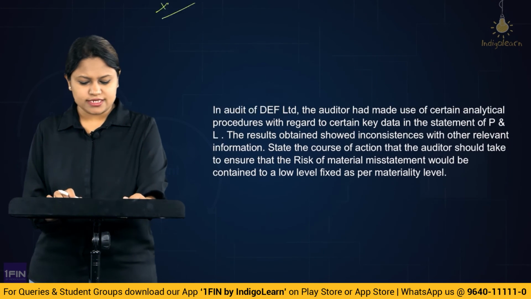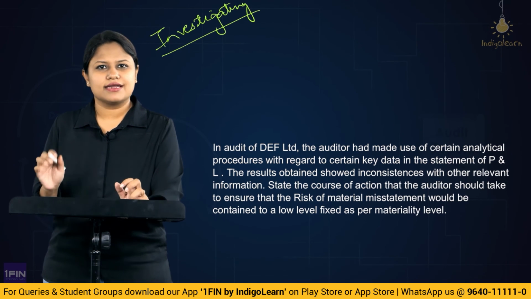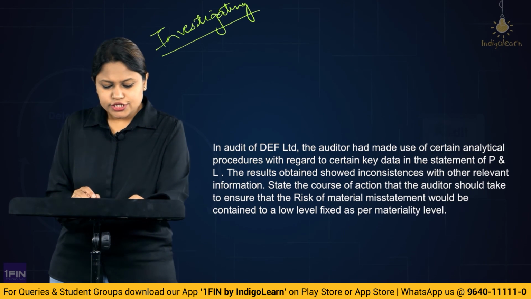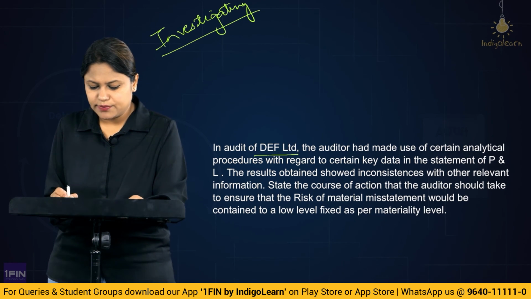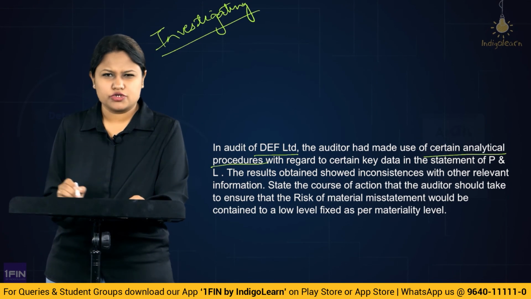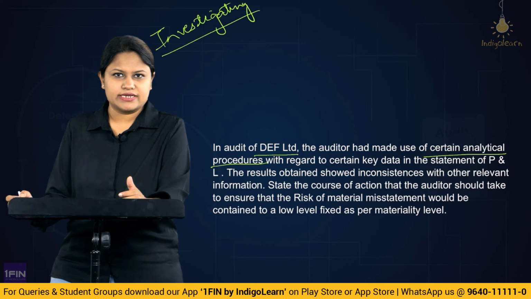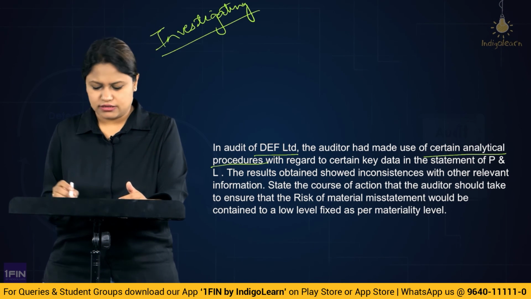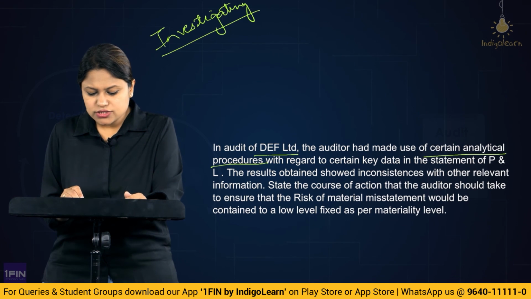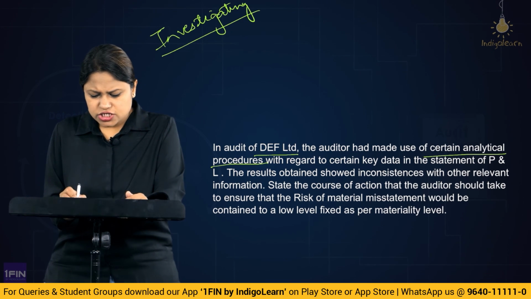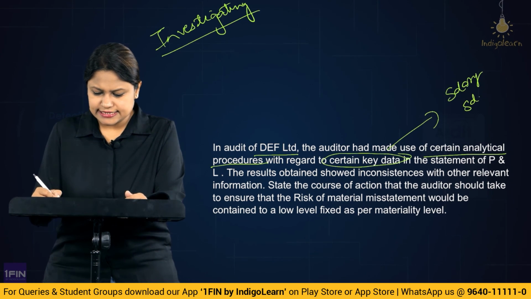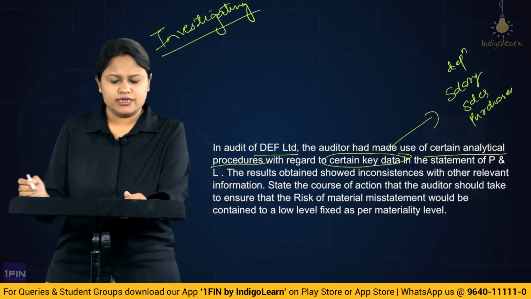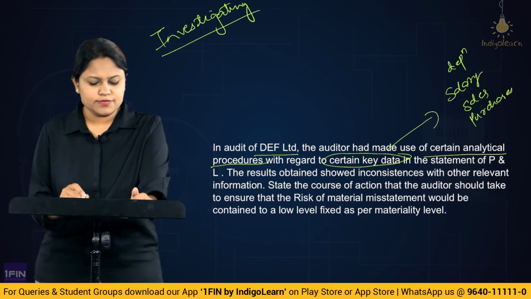Alright? Now let us read the question once again in detail so that you get the crux of what it is questioning you. So we are doing the audit of DEF Limited, and this auditor, that is we, have already performed certain analytical procedures. So maybe we have done some ratio analysis, some trends, we have done some reasonableness check. So like that we have performed some audit procedures with regard to certain key data in the statement of P&L. So key data could be anything. You could have taken salary, you could have taken sales, purchases, maybe depreciation. Okay, any key element of the P&L account you could take for applying analytical procedure.